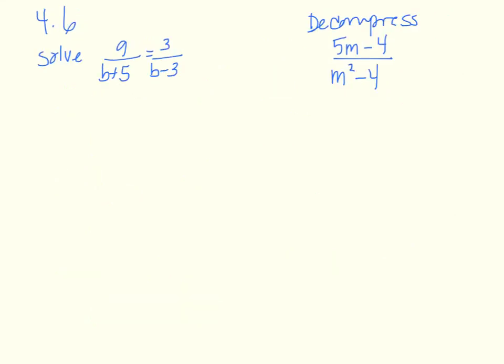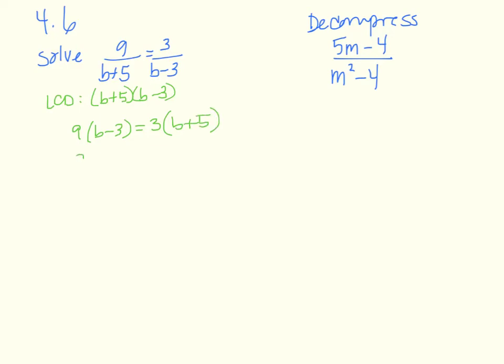All right, in 4.6, we did two types of problems, solving rational equations and then decomposing into partial fractions. So the first thing we want to do always is figure out what's our least common denominator. In this case, it's going to be b plus 5 and b minus 3 because they share nothing in common. So I'm going to multiply both sides of my equation by b plus 5 and b minus 3. When I do that on the left, the b plus 5 cancels, and I'm left with 9 times b minus 3. On the right, my b minus 3 cancels, and I'm left with 3 times b plus 5.